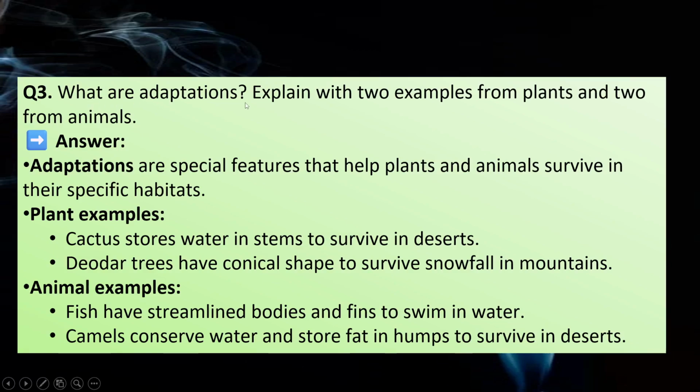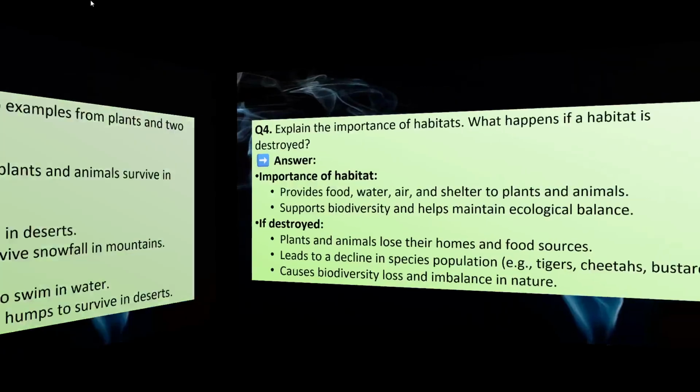Question number 3. What are adaptations? Explain with two examples from plants and two from animals. Answer: adaptations are special features that help plants and animals survive in their specific habitats. Plant examples: cactus stores water in stems to survive in deserts. Deodar trees have a conical shape to survive snowfall in mountains. Animal examples: fish have streamlined bodies and fins to swim in water. Camels conserve water and store fat in humps to survive in deserts.